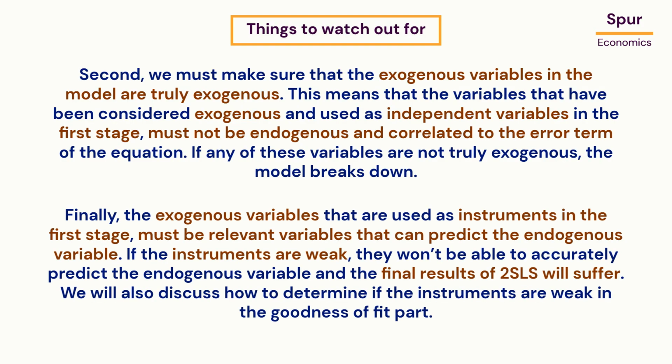Finally, the exogenous variables that are used as instruments in the first stage must be relevant variables that can predict the endogenous variable. If the instruments are weak, they won't be able to accurately predict the endogenous variable and the final results of 2SLS will suffer. We will also discuss how to determine if the instruments are weak in the goodness of fit part.